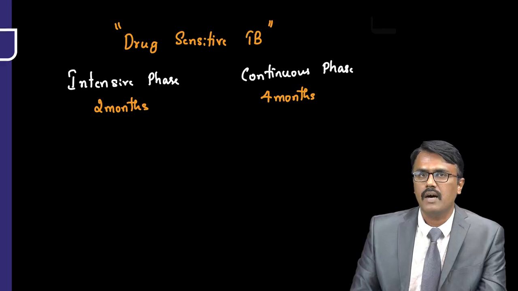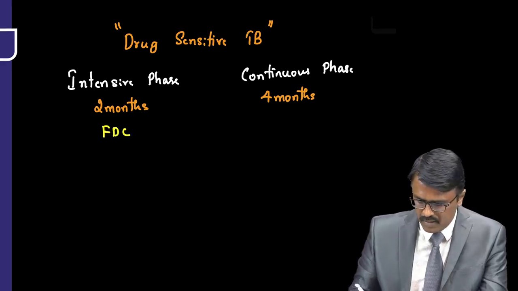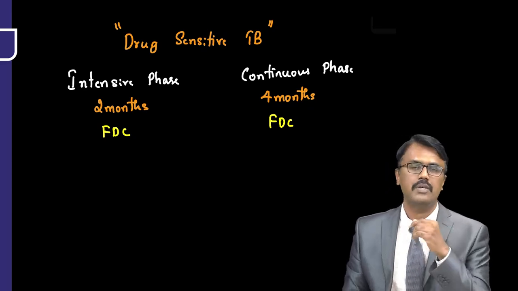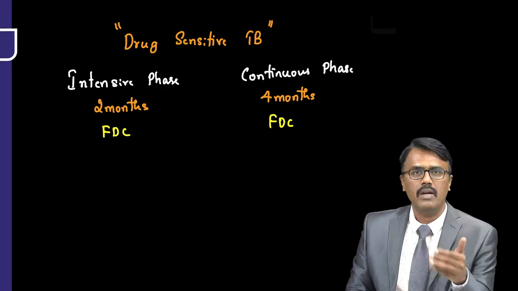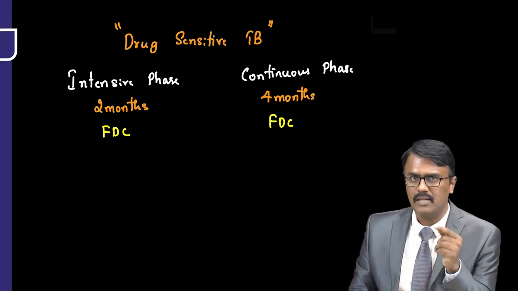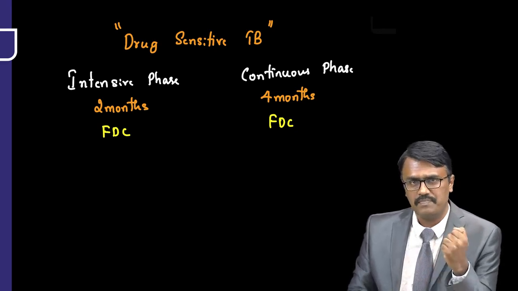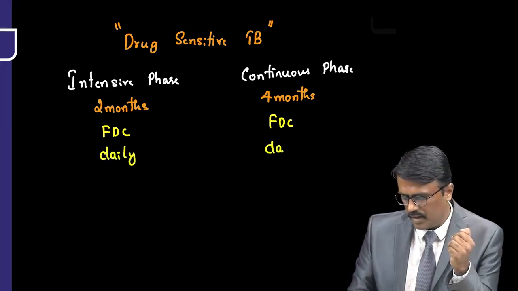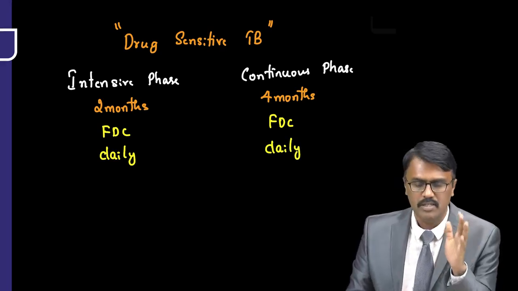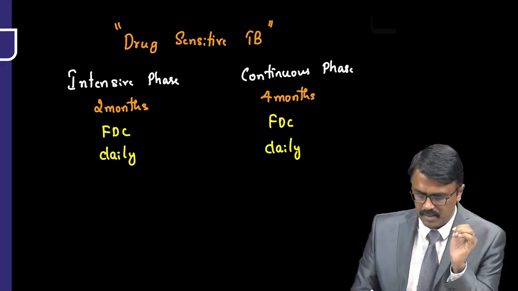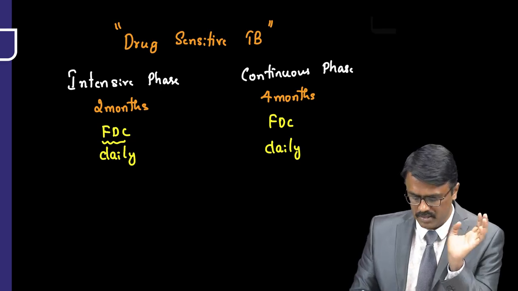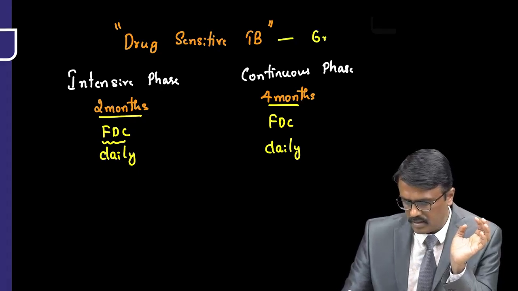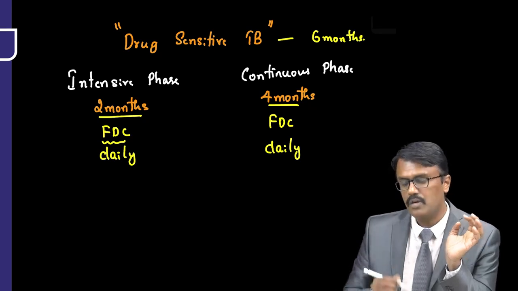And remember, these drugs are given as fixed dose combination, FDC. FDC means a single tablet contains all the 4 drugs. Depending on the weight of the patient, we give 1 tablet, 2 tablets, 3 tablets like that. Now this is given daily. Earlier it was given thrice weekly, so now the regimen is every day. That's why it is called fixed dose combination. The duration is 2 months and this is 4 months, so the total duration for drug sensitive TB is 6 months.